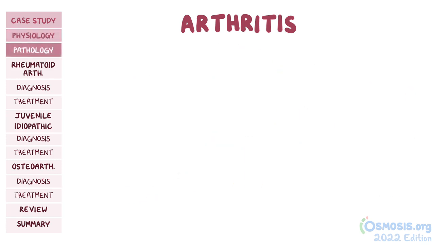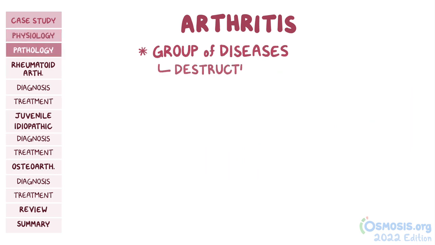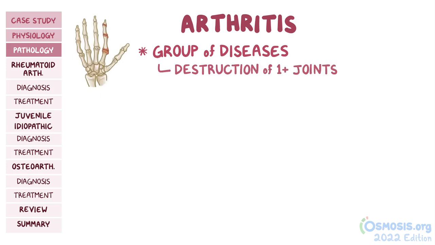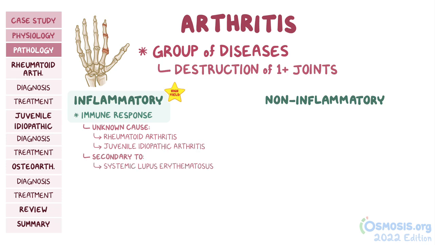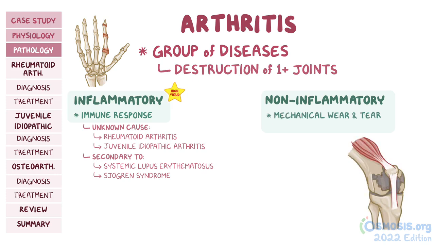Now, arthritis refers to a group of diseases that cause destruction of one or more joints and can be classified as inflammatory or non-inflammatory. Inflammatory arthritis is caused by an immune response attacking the joints. It includes conditions with unknown cause like rheumatoid arthritis and juvenile idiopathic arthritis, or it can be secondary to diseases like systemic lupus erythematosus and Sjogren's syndrome. On the other hand, non-inflammatory arthritis is caused by mechanical wear and tear, and it's mostly represented by osteoarthritis.